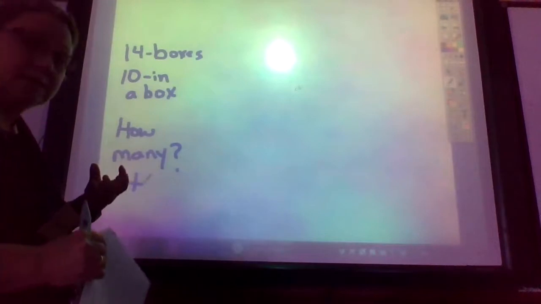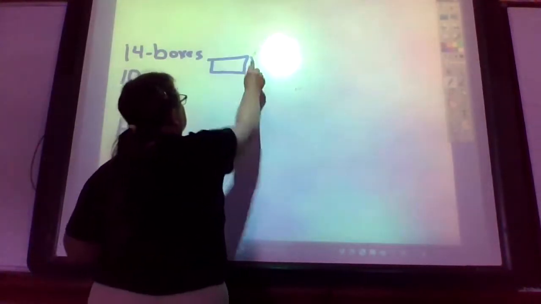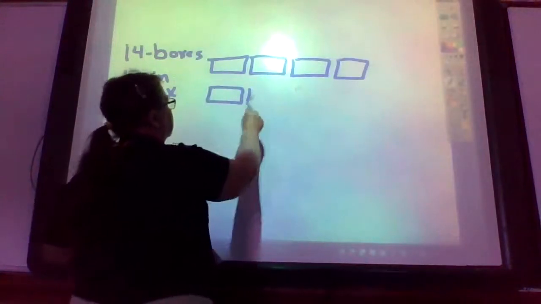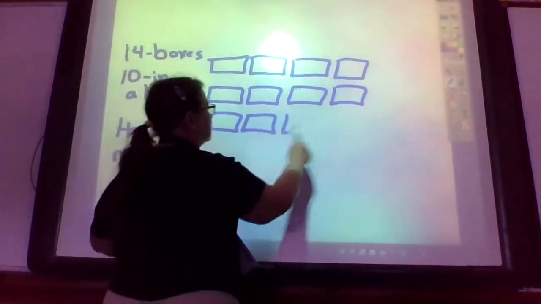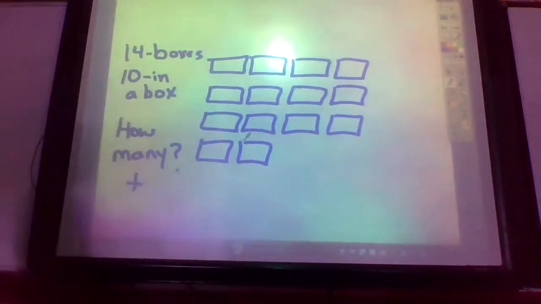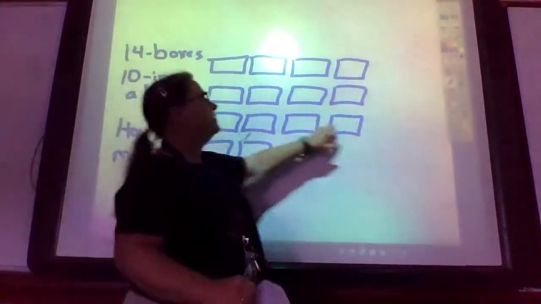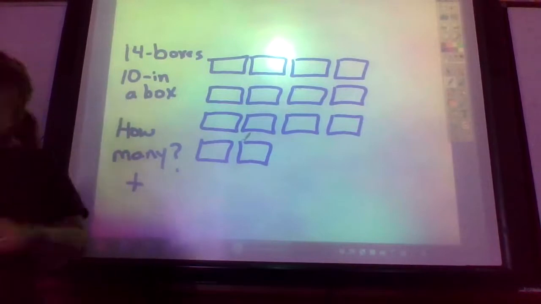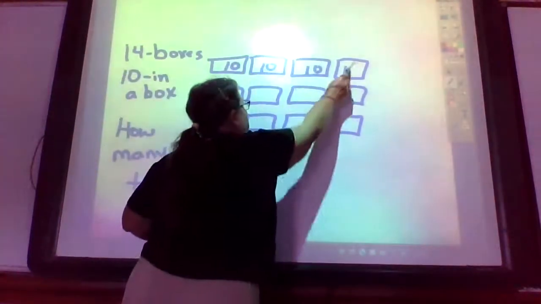Let's go on and let's make boxes, okay? We need 14 boxes. So let's make our 14 boxes. 1, 2, 3, 4, 5, 6, 7, 8, 9, 10, 11, 12, 13, 14. We have 14 boxes. In each box, there are 10. So let's put 10 in each box.